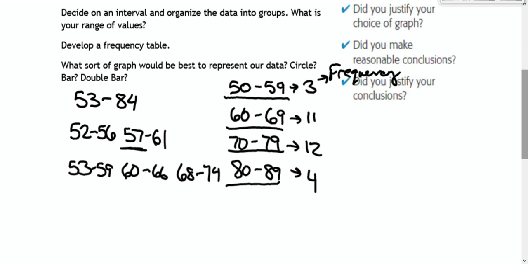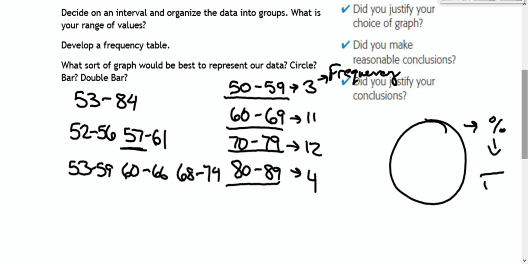And what sort of graph would be best to represent our data? Do I want a circle graph? Do I want a bar? Do I want a double bar? When I draw a circle graph, we need to remember that this needs to be percent. Percent means out of 100, or easily out of 100. So if I count these up, I have 12, 16, 27, 30. So all of this, I have 30 pieces of data.